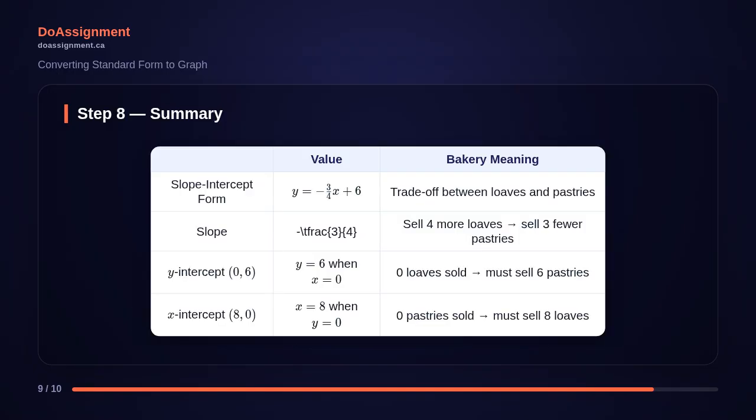To summarize, the slope-intercept form is y equals negative 3/4 x plus 6. The slope of negative 3/4 shows the trade-off between products. The y-intercept at (0, 6) means 6 pastries are needed if no loaves are sold. The x-intercept at (8, 0) means 8 loaves are needed if no pastries are sold.